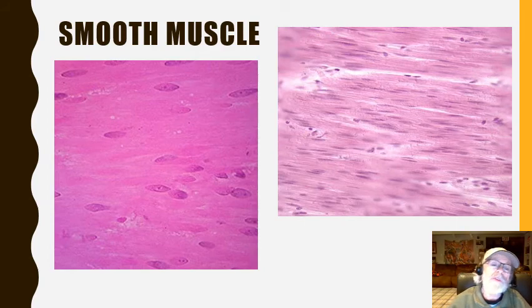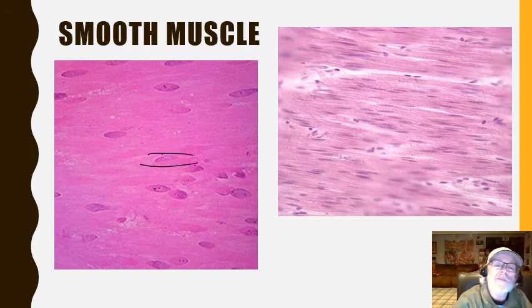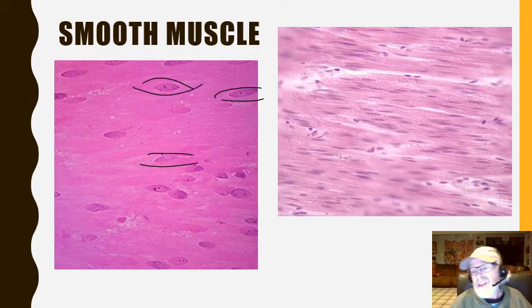Here's more smooth muscle, and again, these are all nuclei that you see there, in spindle-shaped cells. That's what you see there. So that's smooth muscle. Nothing really exciting. It doesn't have that nice striped appearance like we saw with skeletal muscle, but that's smooth muscle.